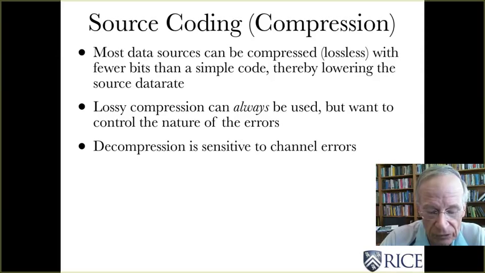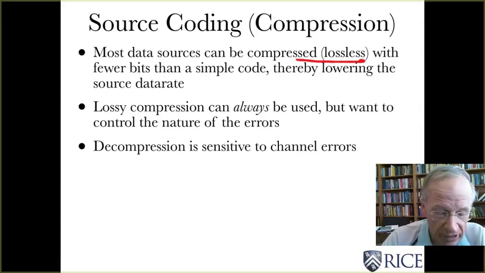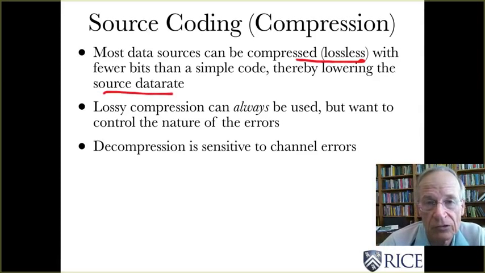So most data sources can be compressed in a lossless sense with much fewer bits than a simple code, which you might just pick off the shelf. The effect of doing that, by the way, is to lower the source data rate. So the simple codes we've been talking about today, we can actually do better if we use a variable length code. We can dramatically cut down the data rate. You can always use lossy compression, but you can't get back the original sequence of letters. And you also, in your lossless code, have to have a way of figuring out what you really did mean. And that's what MPEG, JPEG, MP3 does.